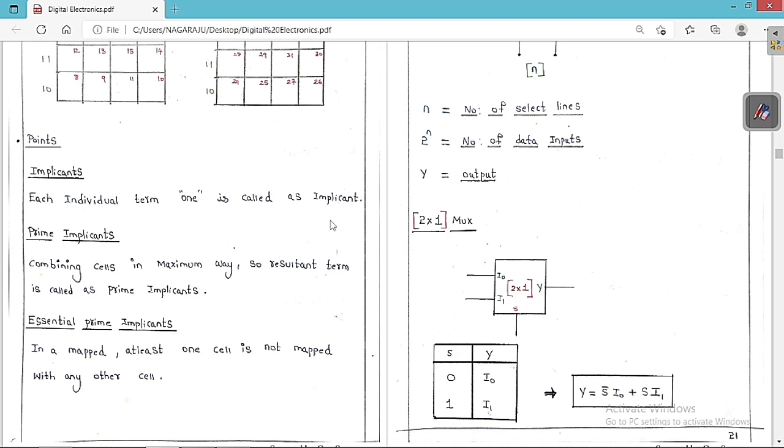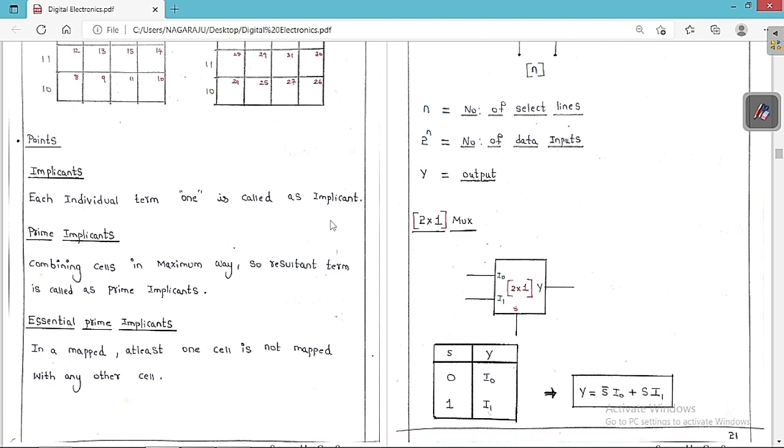It is called an implicant means, suppose you are going to write the SOP expression for each individual one. If you write the expression for each individual one, it is called an implicant. So for a given output, we are going to get a sum of products. What are the terms present in the sum of products? Each and every term is called an implicant.